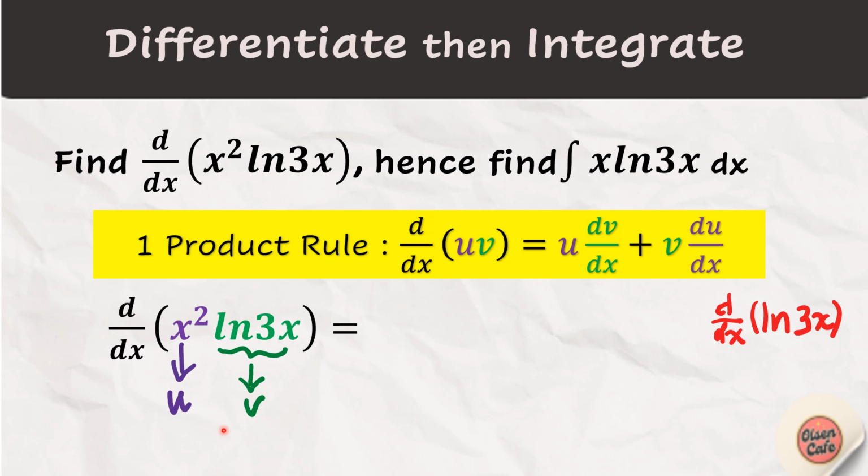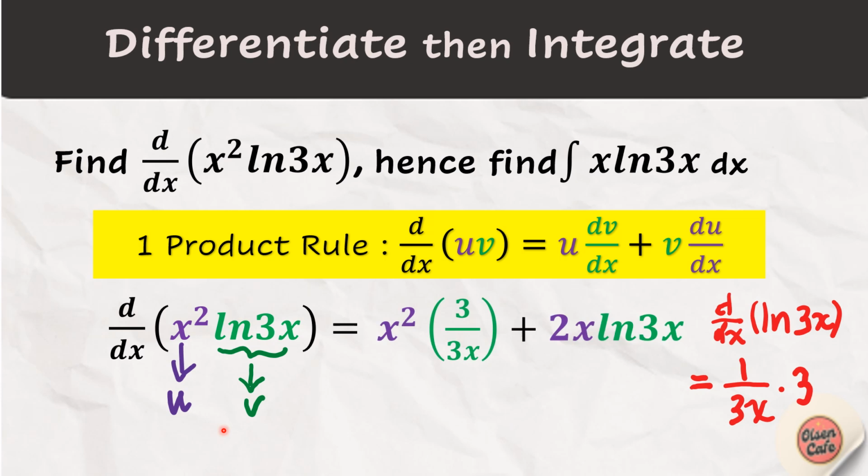So over here, to differentiate this, I will get 1 over 3x, and then I differentiate the function 3x again, which is 3. So by putting these together, I will have u dv dx plus v du dx. Once I have this, I simply simplify the functions, and I will be able to get x plus 2x ln 3x.